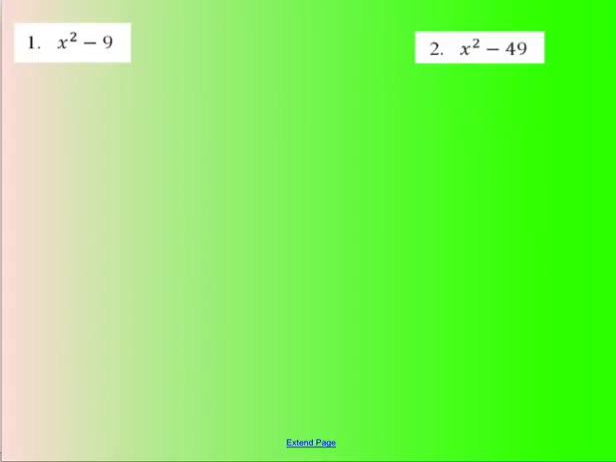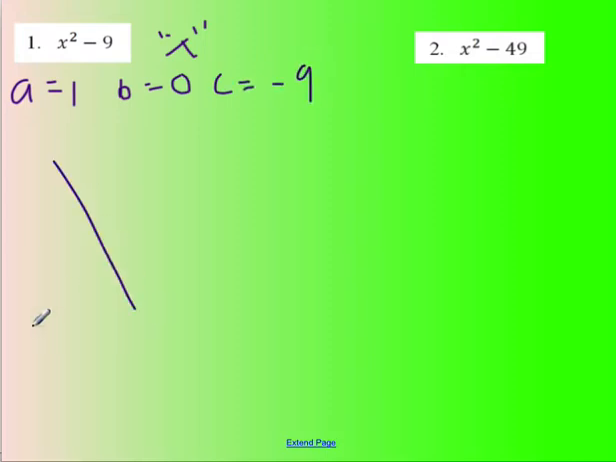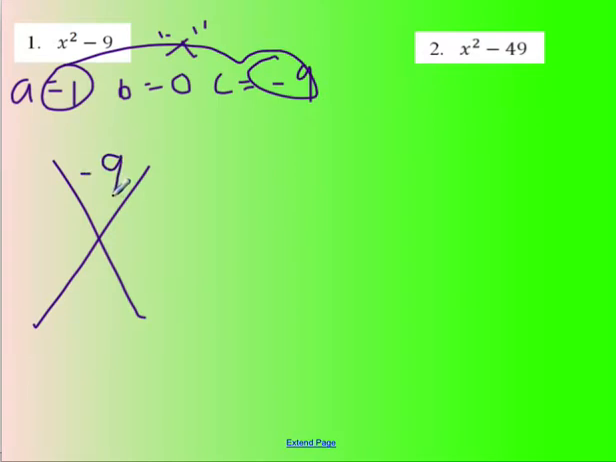So let's go ahead and take a look at this. For example, if we were to look at this one, we notice that there's no x term. So our A is going to be 1, our B is going to be 0, and our C is negative 9. Well, remember when you set up the x, you always multiplied your A times your C. So the top of our x is going to be negative 9, and the bottom of our x is going to be 0. So we need to figure out, just like we would before, what multiplies to a negative 9 and adds to 0.